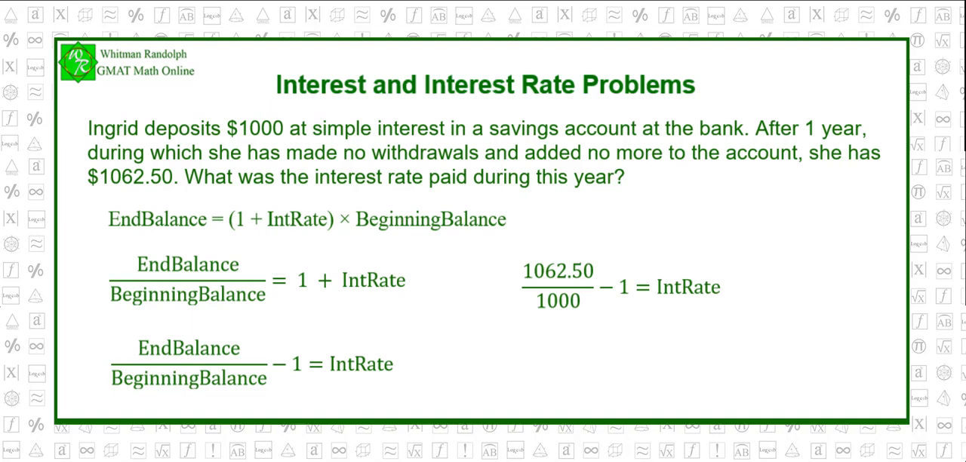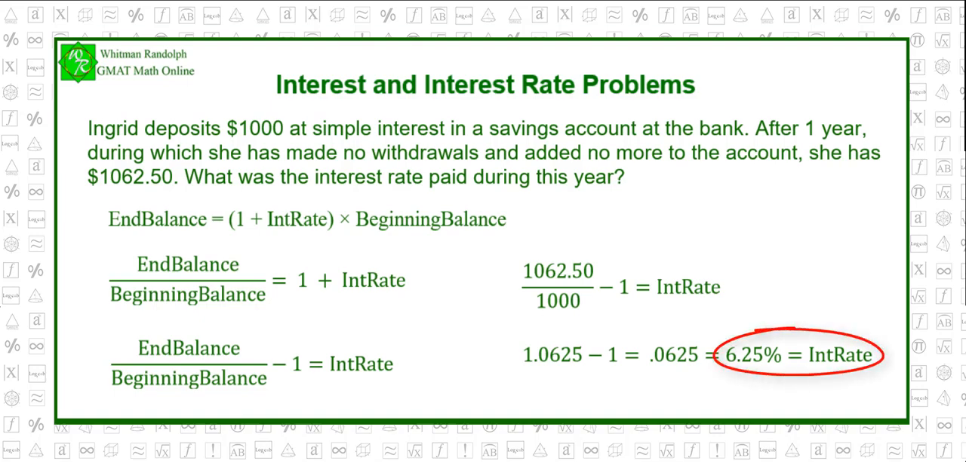1062.50 divided by 1000 minus 1 equals interest rate. So 1.0625 minus 1, which is equal to 0.0625, which equals 6.25%, is the interest rate. So the interest rate is 6.25%.